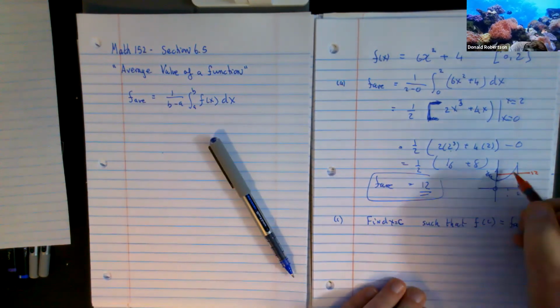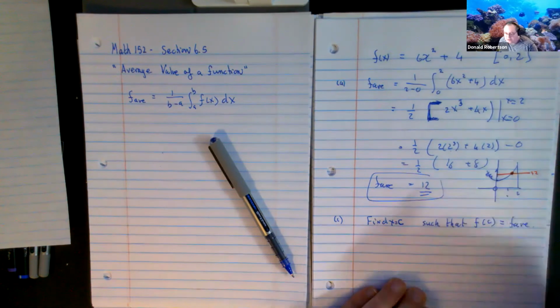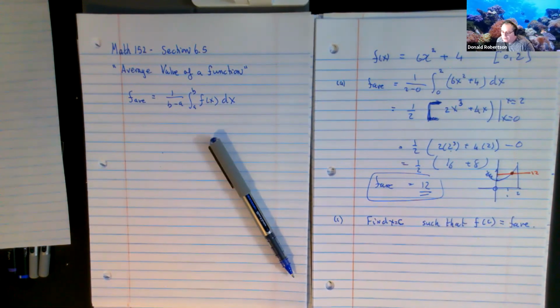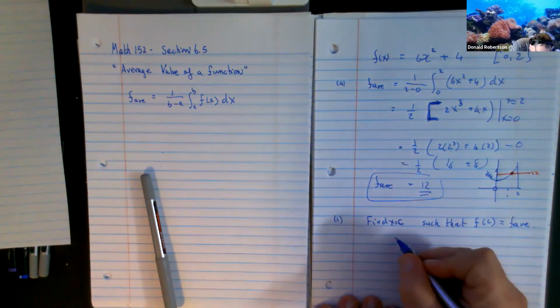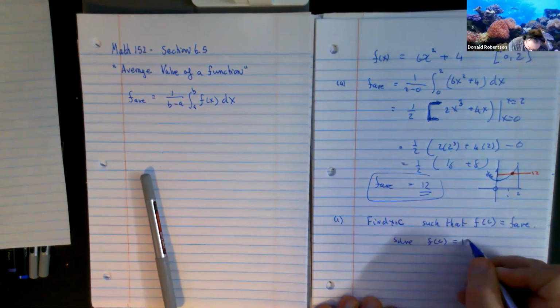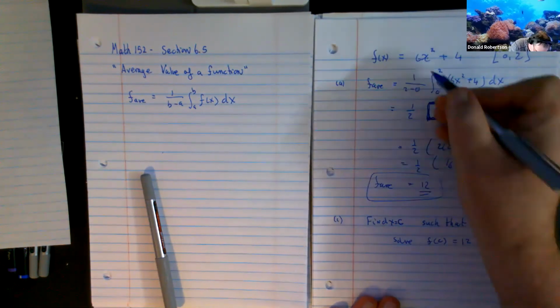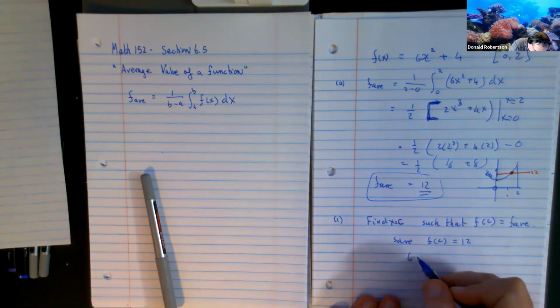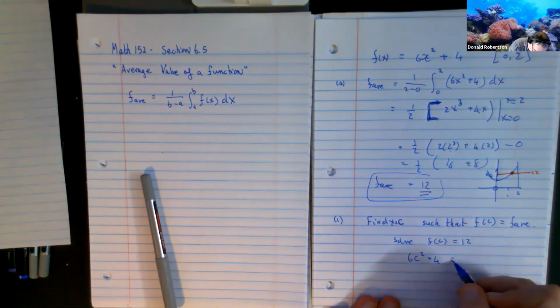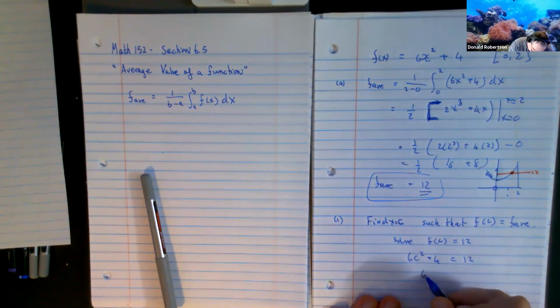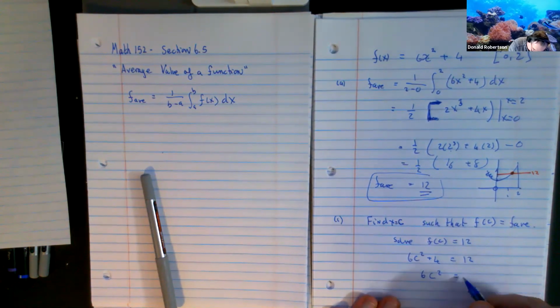Can you see that there's at least one point on the curve where the function is going to have the same value as the average? So in this case, we're trying to solve when is f of c equal 12. Agreed? Now, the function is 6x squared plus 4, so basically 6c squared plus 4 equals 12. That's 6c squared equals 8. So c squared is 8 over 6, which is 4/3.